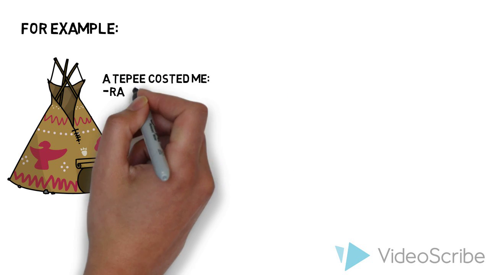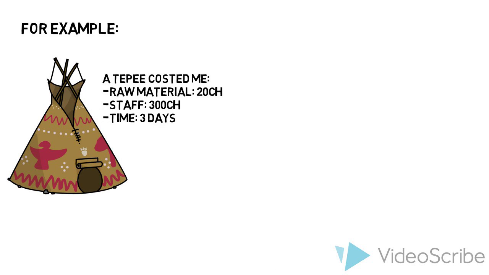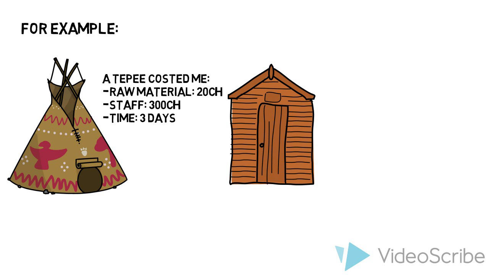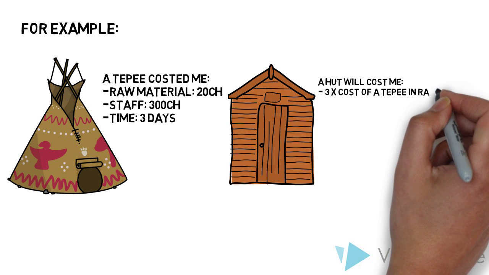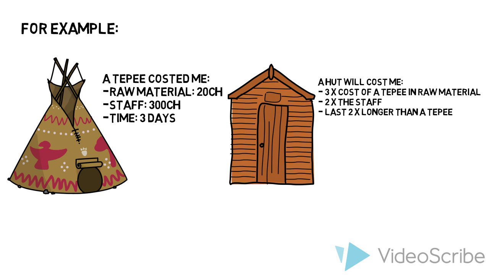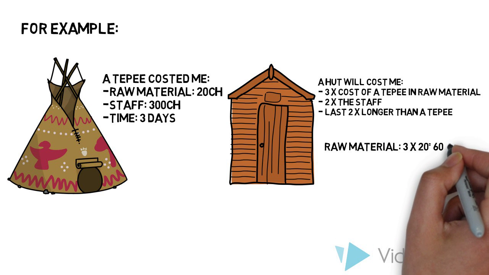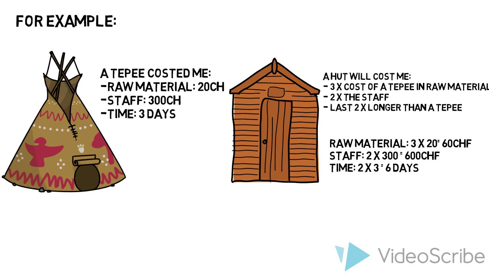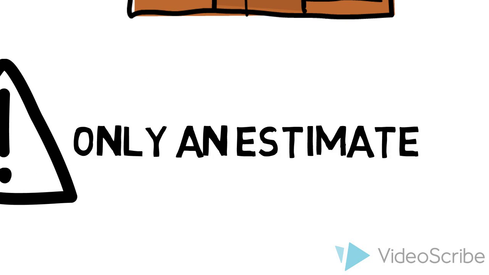You know, for example, that building your hut will cost you 3 times more material. So, by multiplying your TP raw material cost by 3, you will have your raw material cost for your hut. Here, 3 times 20 equals 60 francs. Of course, this tool is only an estimate and needs to be used with other methods.